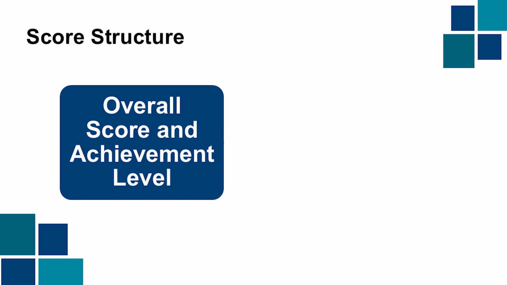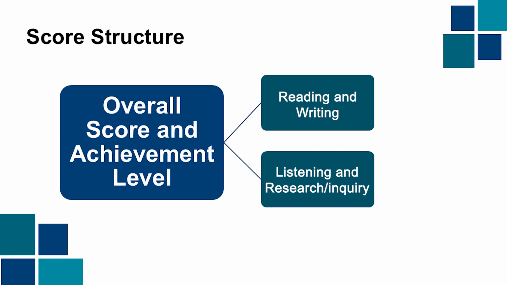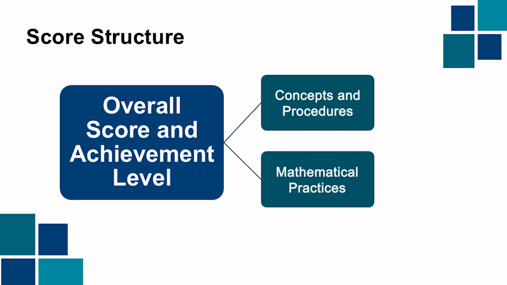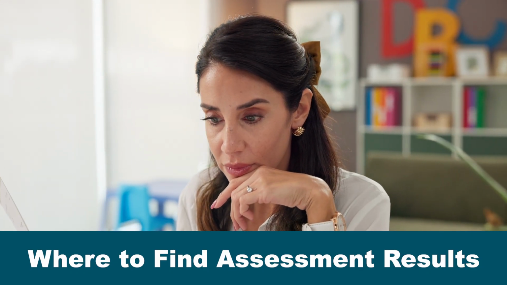The student will also receive information in 2 composite claims. For ELA, the composite claims are Reading and Writing, and Listening and Research Inquiry. For Math, the claims are Concepts and Procedures, and Mathematical Practices. At the composite claim level, students receive one of the following performance descriptors: below proficient, at or near proficient, and above proficient. Let's look at where to find assessment results.